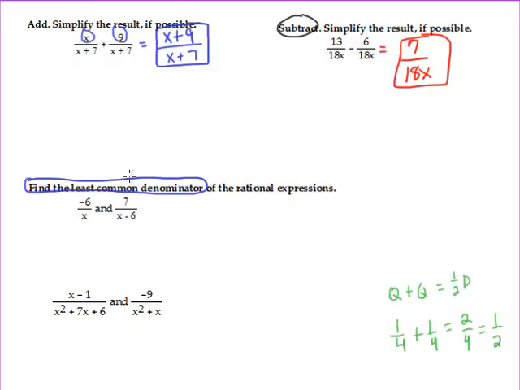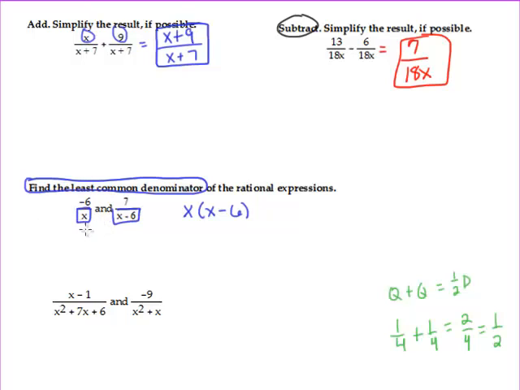And the way that works is we have to have what's in each denominator. One of our denominators is x. One of them is x minus 6. Put them together and what do you get? x times x minus 6. The rule is that you have to be able to multiply to get whatever the denominator is.